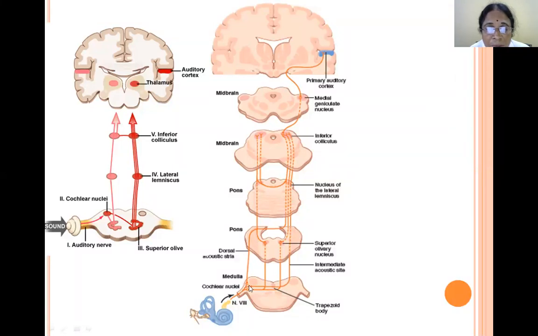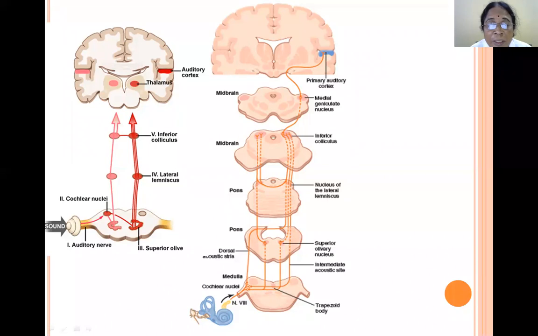Here in the dorsal fibers, some fibers go on the same side, the ipsilateral side, and some cross to the contralateral side. The ventral fibers cross near the trapezoid body in the medulla to the opposite side. From there they go to the superior olivary nucleus, then the nuclei of the lateral lemniscus, inferior colliculus, and medial geniculate body, and from there to the primary auditory area, areas 41 and 42. These things are called the auditory pathway.